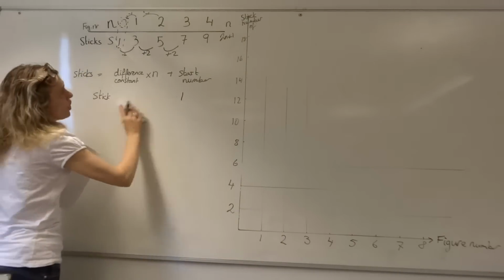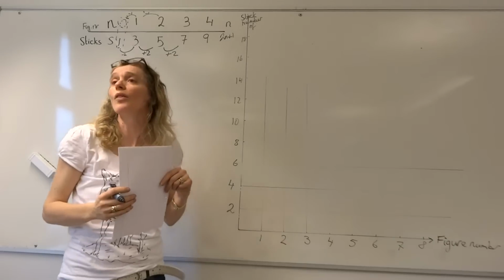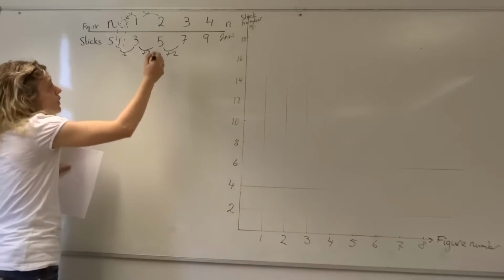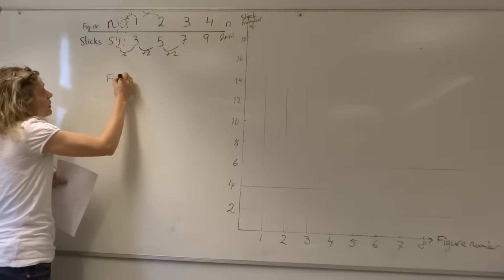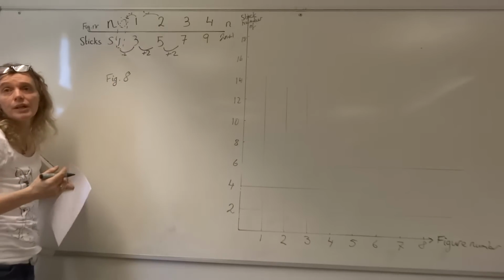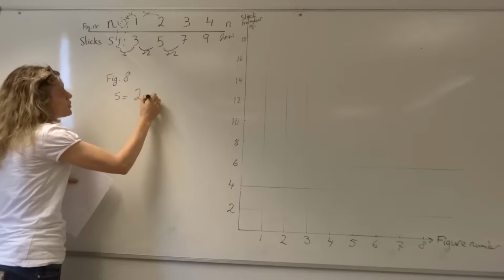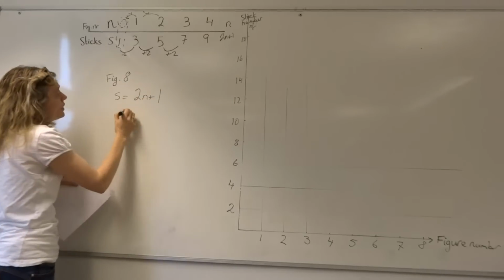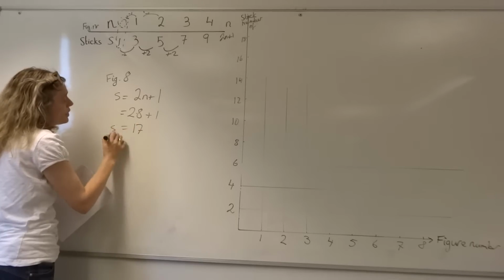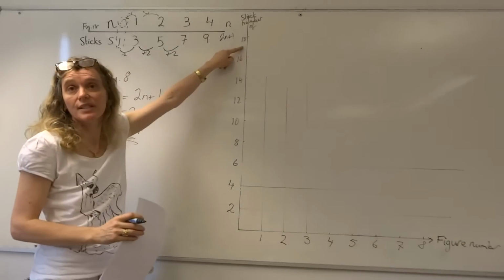This question later on is asking us to plot the graph and work out from the graph what the number of sticks is at figure number 8. So if we're going to be able to plot the graph nicely with the right axis, we actually need to know what the number of sticks will be at figure 8. Well, S is going to be 2n plus 1. We've worked out the general formula here. So it's going to be 2 times 8 plus 1, which is 16, plus 1, which is 17. So we know that at figure number 8, we need to have at least the number 17.